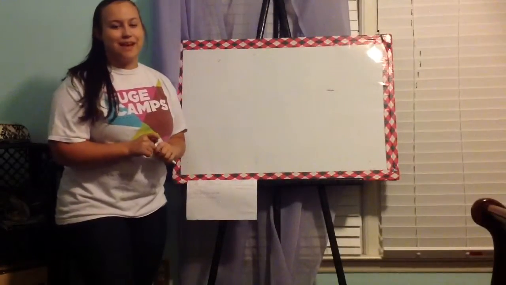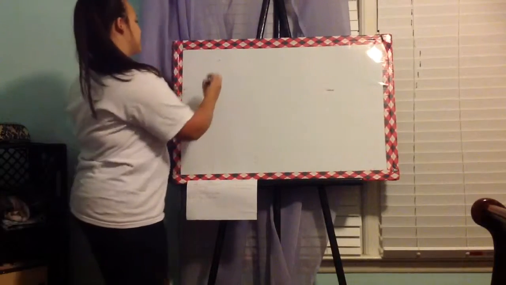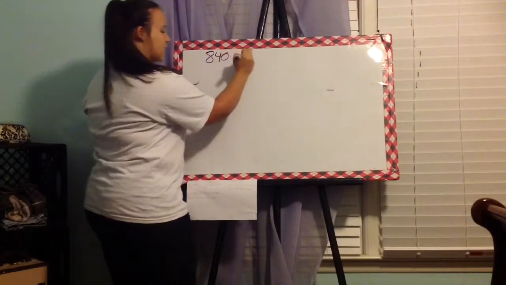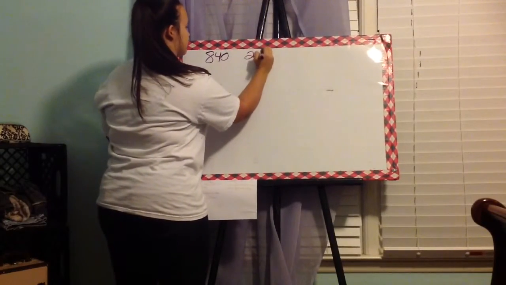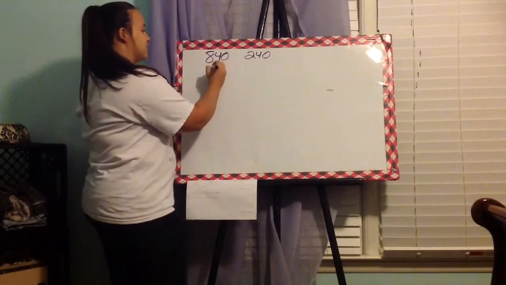Okay, today we're looking at prime factorization, least common multiple, and greatest common factor. So we're going to look at two numbers, 840 and 240. We're going to start first by finding the prime factorization.